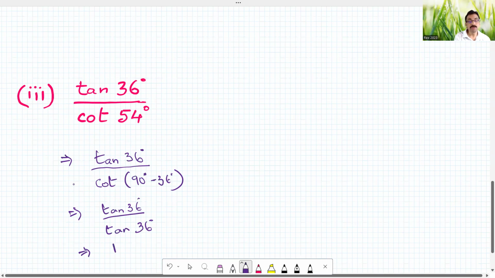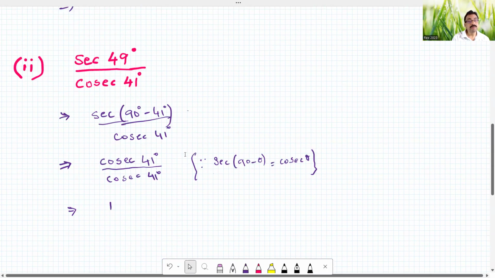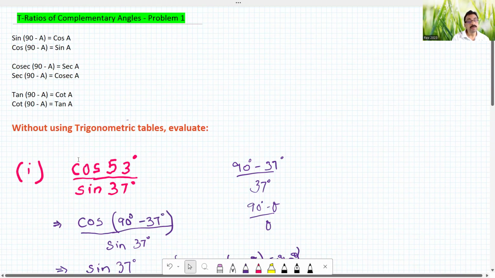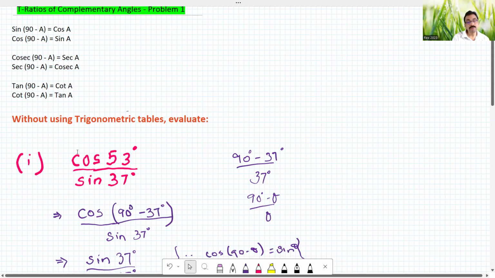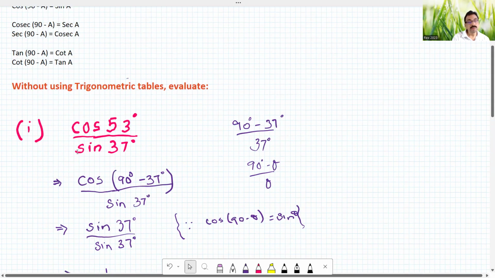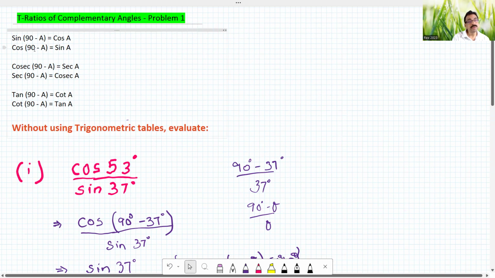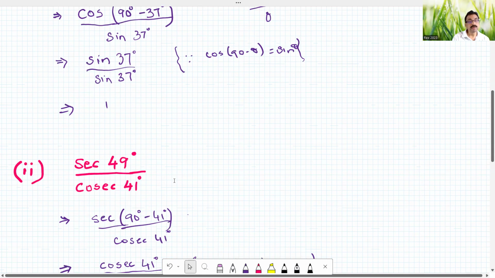So this is how you solve these kind of problems. Very simple. You just have to look at the pattern, then you know that this is a 90 minus theta format. Try and change either the numerator or the denominator into 90 minus theta form, and then use the 6 relations that you studied to get the final answer.